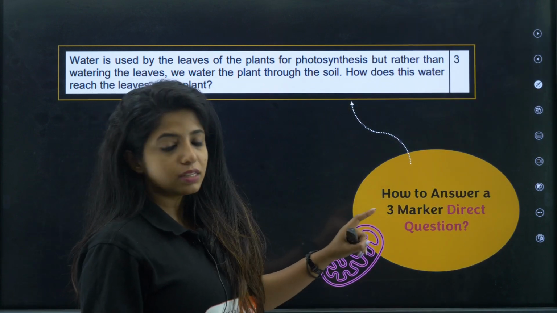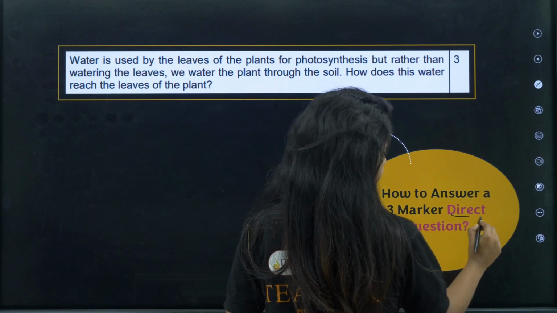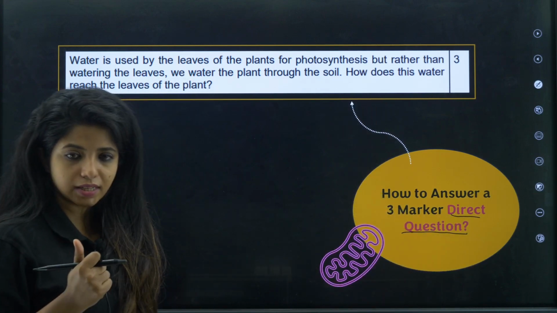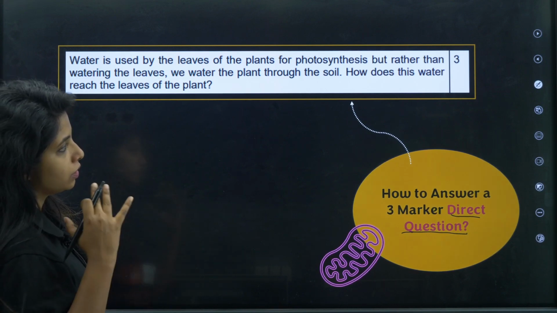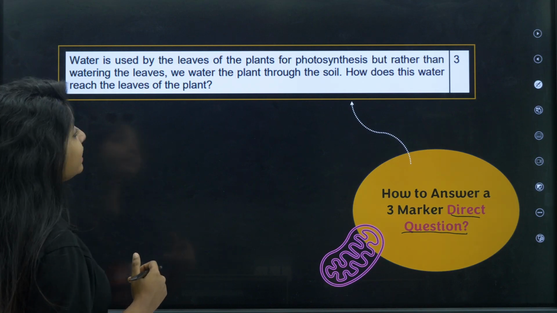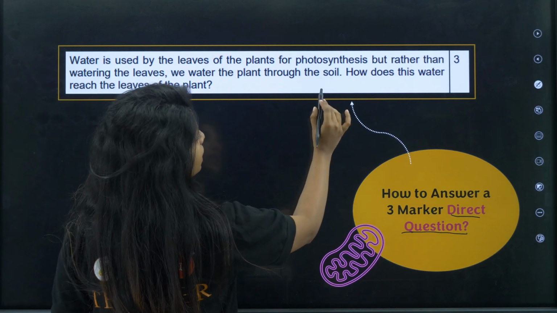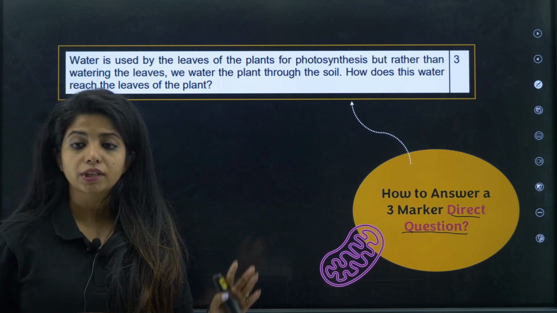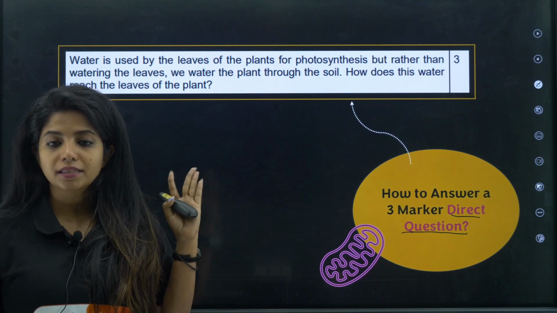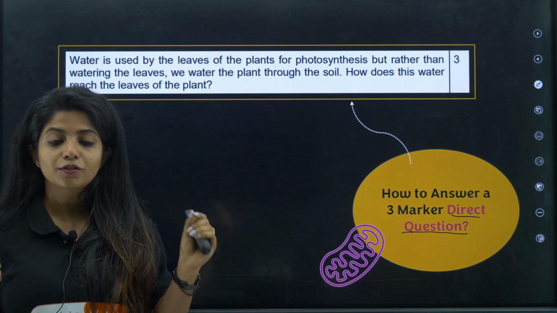Now, how to answer a 3-marker direct question? Let's see. Water is used by the leaves of the plant for photosynthesis, but rather than watering the leaves, we water the plant through the soil. How does this water reach the leaves of the plant? So the only question that I see over here is, how does this particular water reach the leaves of the plant?